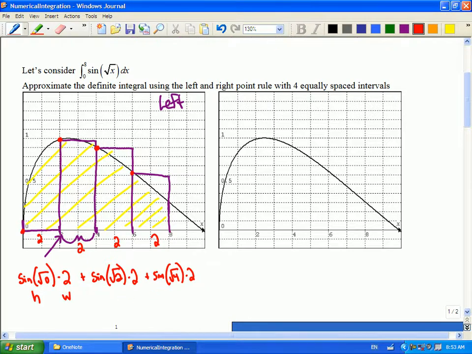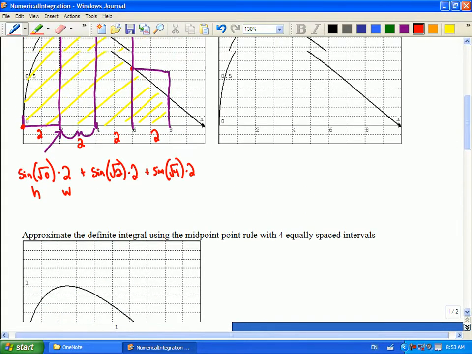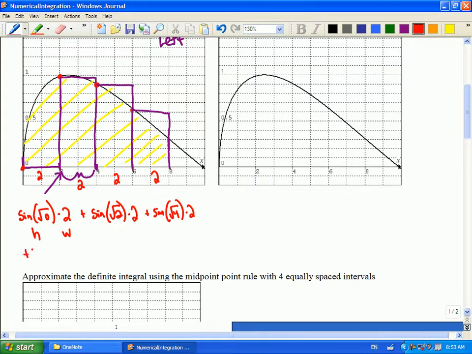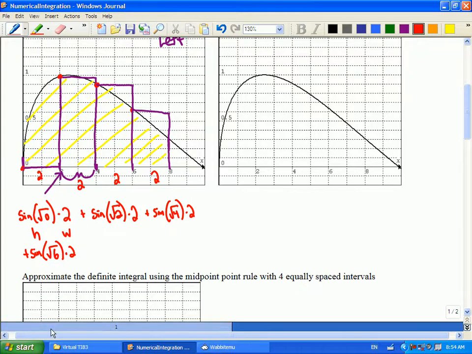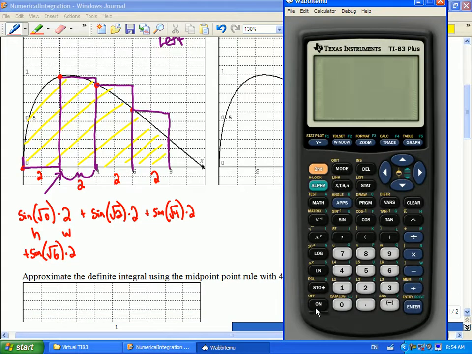I've run out of space here, so let's do it here, plus the sine of root 6 times 2. Okay, so we are going to need a calculator to do these. I'm going to put them in here. Sine root 0. You can shortcut some of these, but I'll just type them all in.